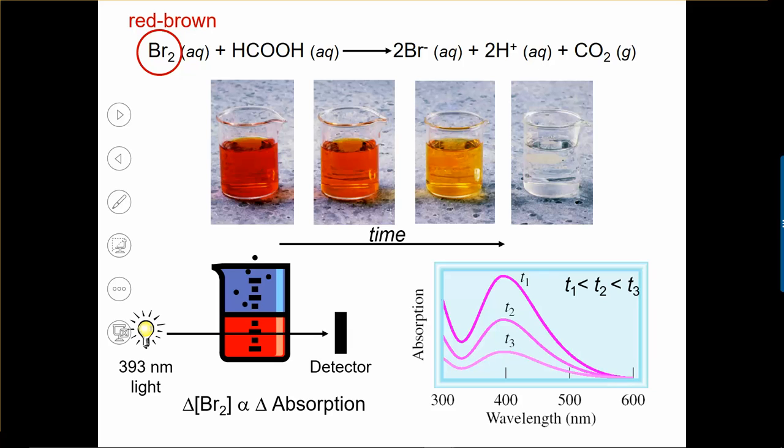Okay, and I can relate all of these terms to each other. So for Br2, if I know the disappearance of Br2, which is the negative change in the concentration of Br2 over the change in time, this would be change, okay?